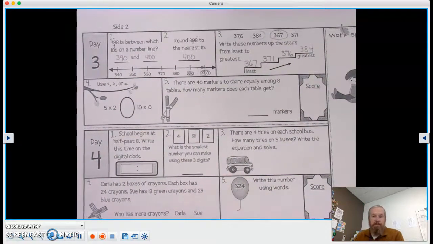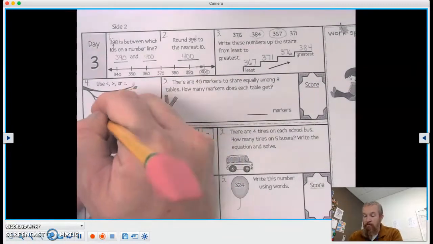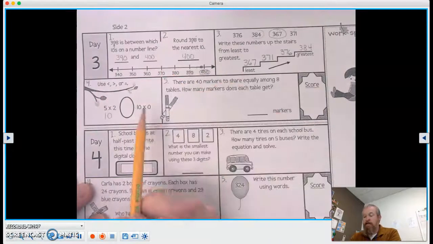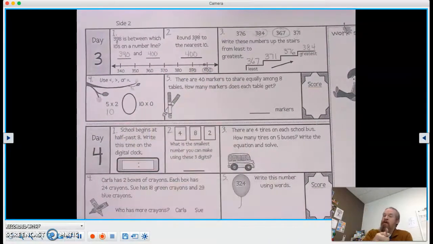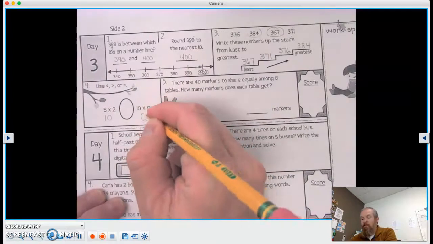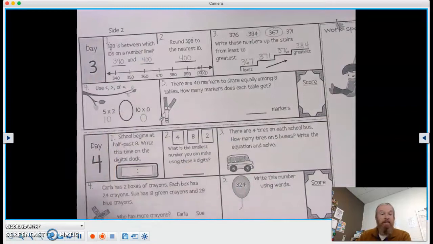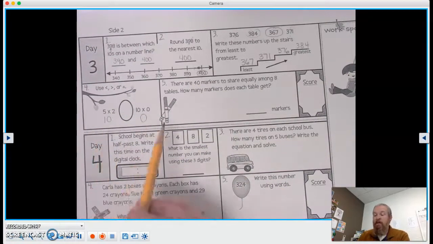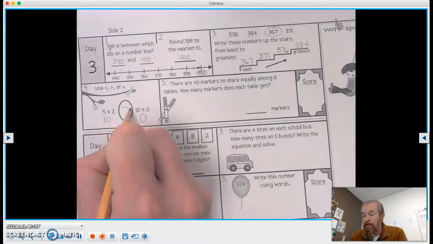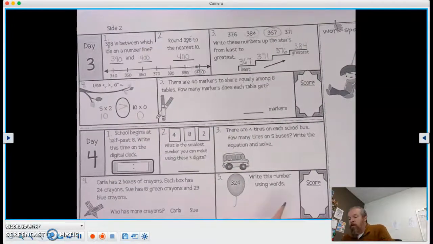All right, use less than, greater than, or equal to. So we have 5 times 2, which is 10, 2 5s, right? And 10 times 0, if you remember the song, 0 my hero, that turns it to 0. All right, so let's read this left to right. 10 is greater than 0, right? Good job.